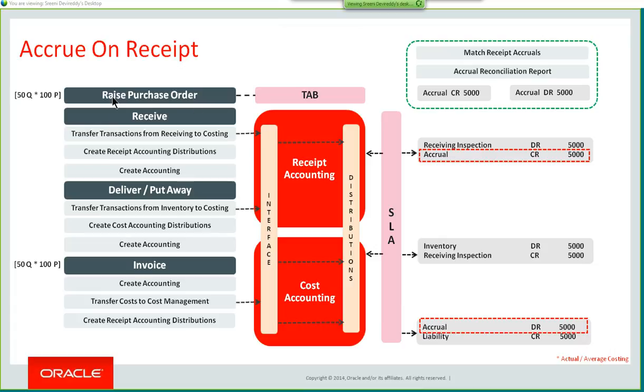So in this example, by the way, I have created a purchase order with 50 quantity and the price is 100. So 100 multiplied by 50 is 5,000. So 5,000 is the PO amount here.